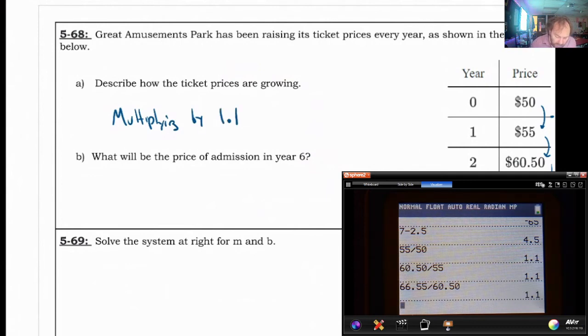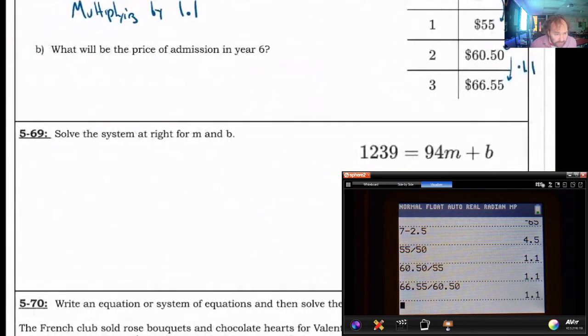As far as the price of admission in year 6, well, we know that year 3 is 66.55. So let's take 66.55 and multiply by 1.1, and multiply by 1.1 again. That'll take us to year 5. Multiply by 1.1 again, and that'll take us to year 6. So multiply by 1.1 3 more times.